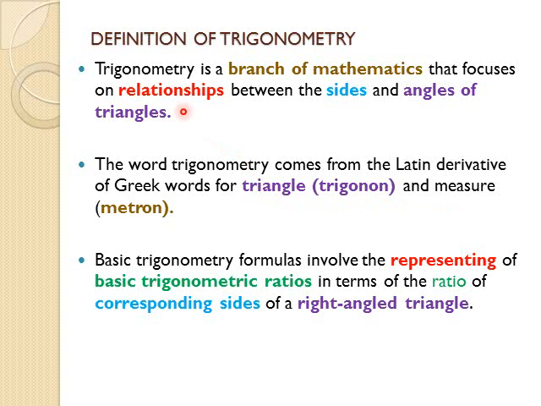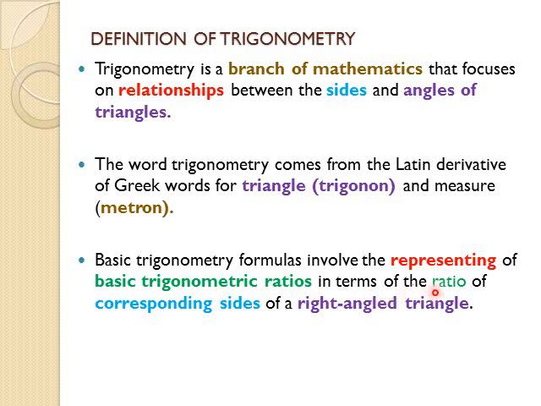Right, so in short, trigonometry is a branch of mathematics that focuses on relationships between sides and angles of triangles, right? So, say relationship, we're going to be using sides with your sine, cos and tan, etc. to work out size of angles. Now trigonometry comes from a Latin derivative of Greek words trigonon, which means triangle, and metron, which means measure. Basic trig formulas involve representing basic trigonometric ratios, in short meaning sine, cos, tan, cosec, sec, cot, etc. in terms of a ratio.